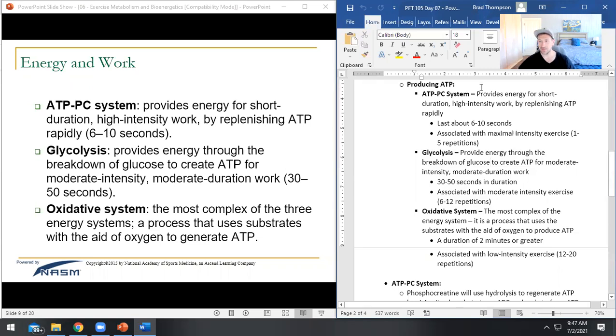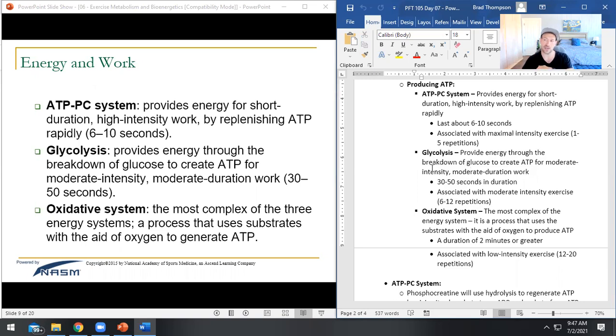So that's the ATP-PC system. We'll take a look at it a little bit better in just a second. Then we've also got glycolysis. Glycolysis is going to provide energy through the breakdown of glucose, right, to produce ATP. This is moderate intensity, moderate duration work, right? For every 1 molecule of glucose, you get 2 molecules of ATP, and it produces them really rapidly, right? Again, not as rapidly as the ATP-PC system, but definitely more rapidly than oxidative. It's in the middle, right?